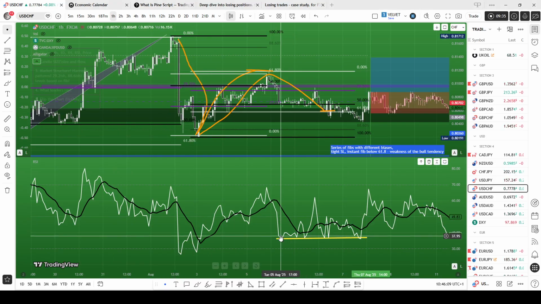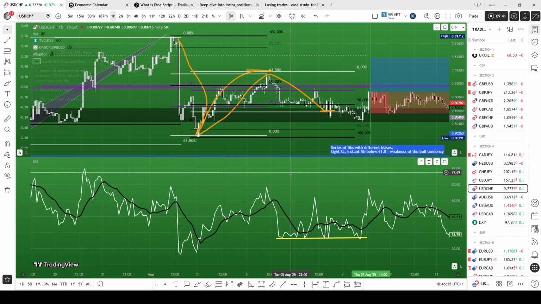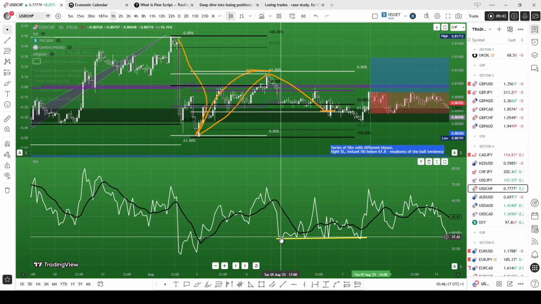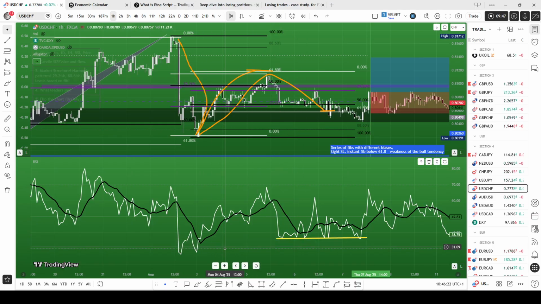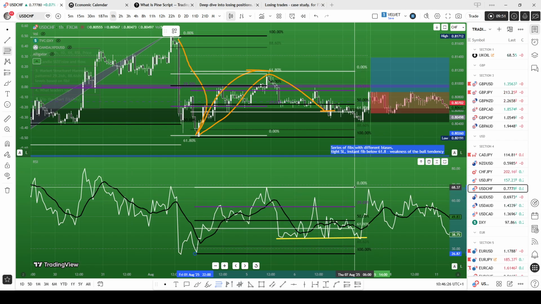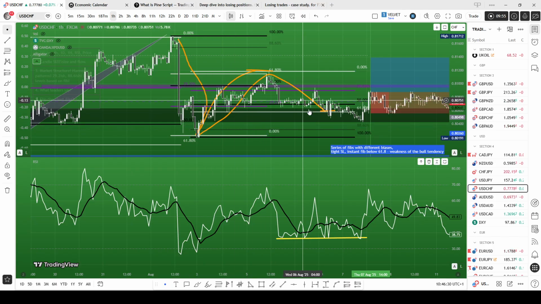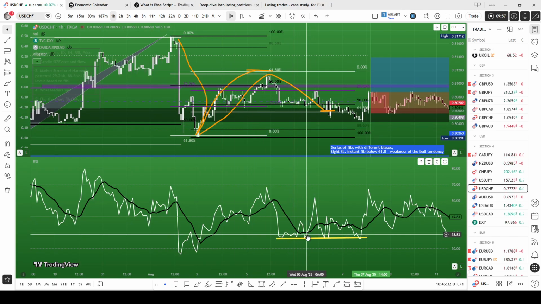Additionally, there's a thing on RSI, because I was thinking, I'm not looking at RSI at all, and let's look at this. The RSI is flat during this whole consolidation on the price, which is actually a sign of strength.